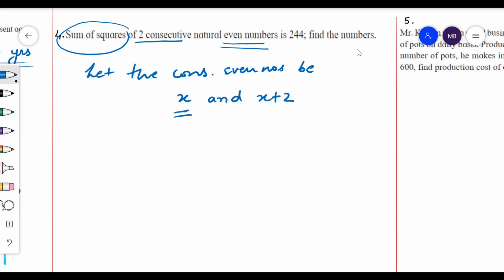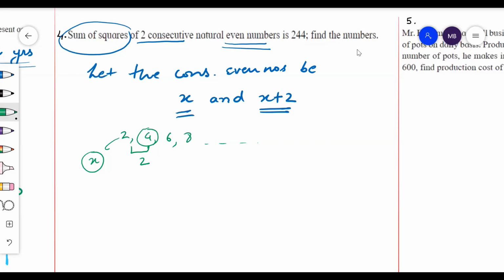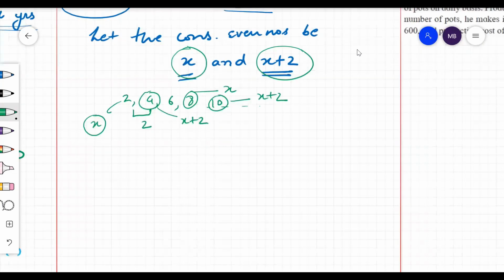Why X plus 2? Because we know they are even numbers. Now if I take an example of any even number, it is like 2, 4, 6, 8, right? What is the difference between them? 2. So if I take this as X, I have to take the consecutive one. Consecutive means one after the other, right? So 4 is going to be X plus 2. If I take 8 as my X, next is 10. So 10 is going to be X plus 2, right? So that's why we took one number as X and another number as X plus 2.